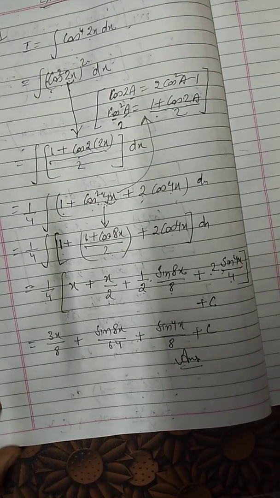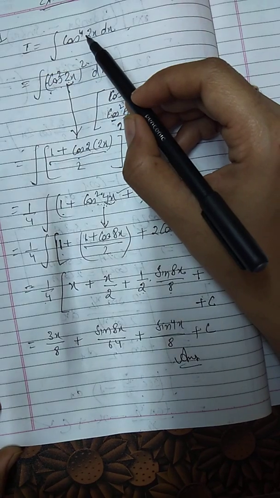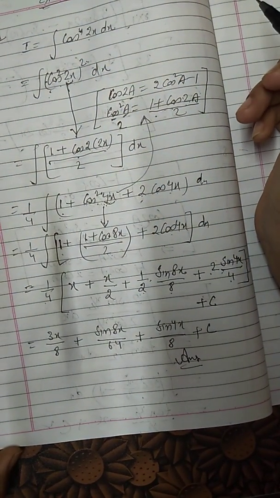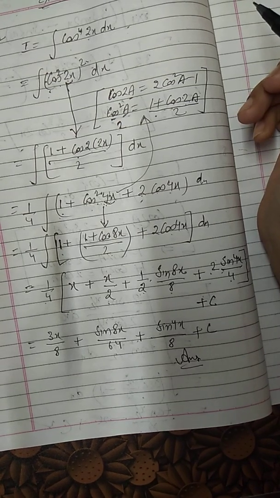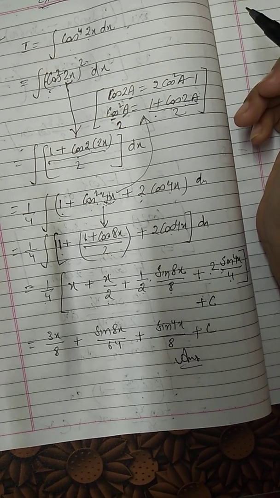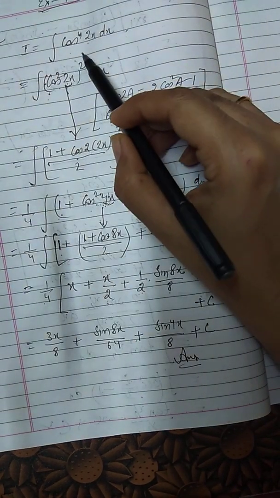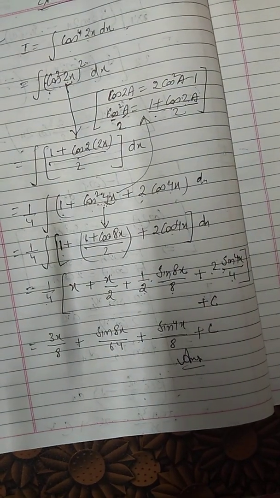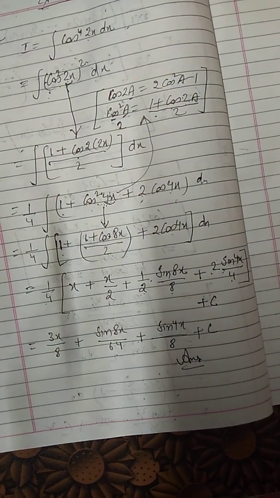So this is how, if we have powers of trigonometric functions and we don't know the direct integration, meaning there is no formula for the integration of those powers of trigonometric functions, we will use our trigonometric identities to simplify the function, and then we do the integration, right?